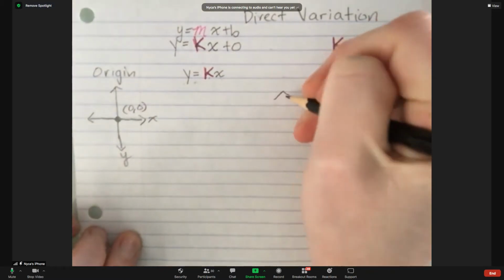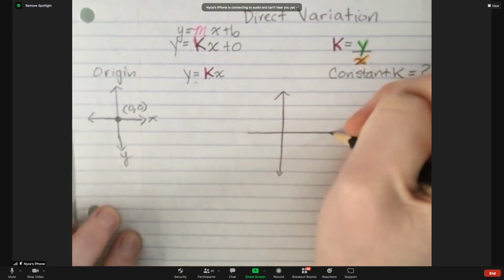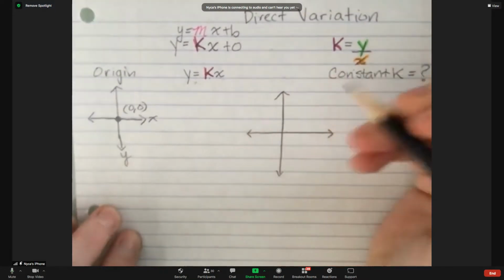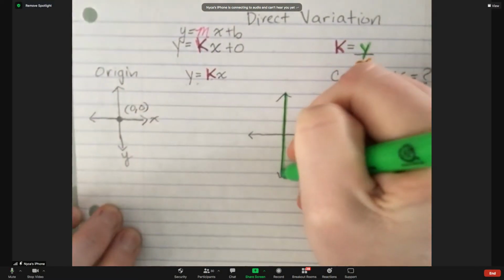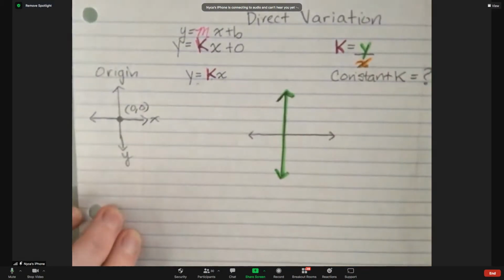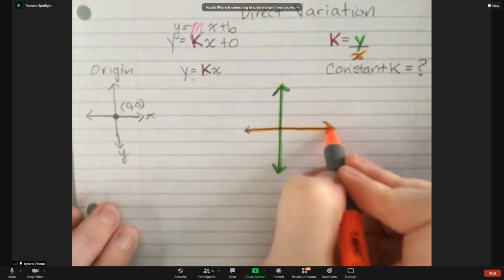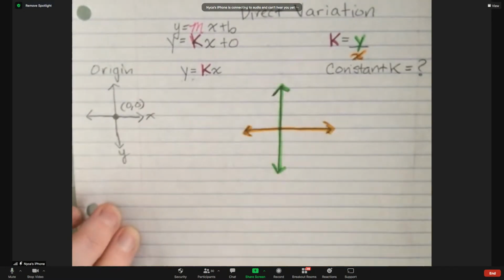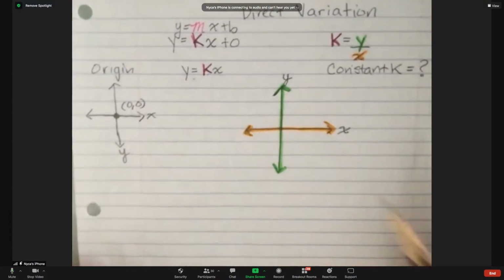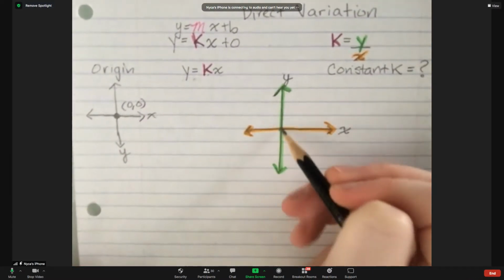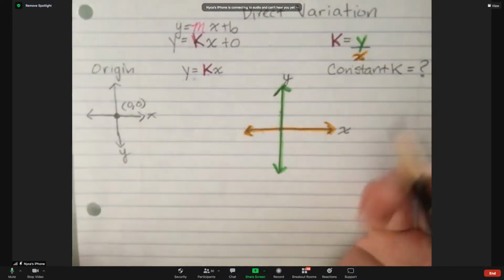So if I were to draw a basic coordinate plane, all right, I'm going to go ahead and make my y-axis green just so it stands out, but this is the coordinate plane. And my x-axis, I'm going to do orange. Okay, so this is my x, this is my y. The origin, again, is where they both meet. It's 0 on the vertical number line, and it's 0 on the horizontal line.